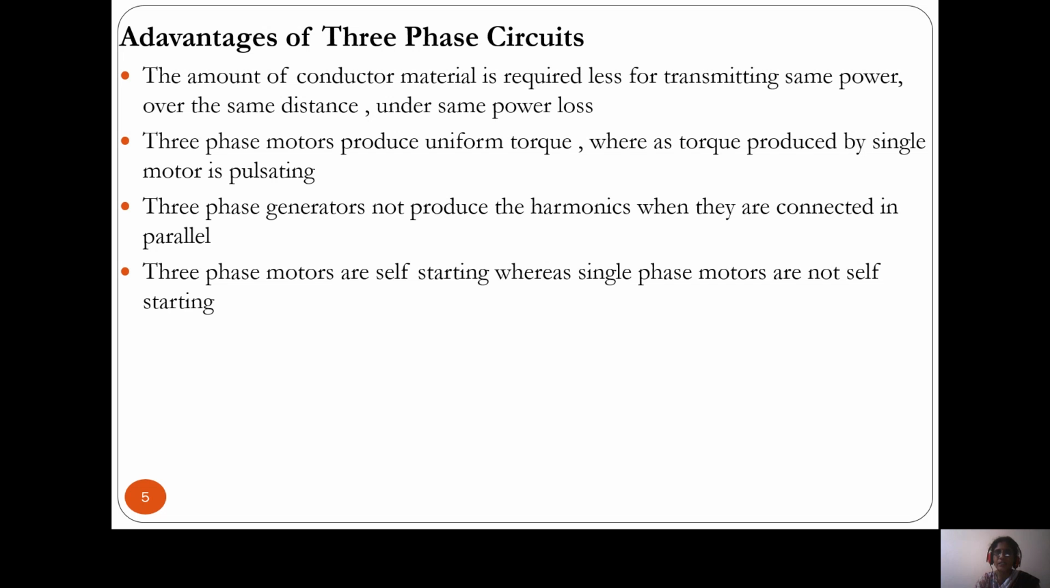the amount of conducting material required is less for transmitting the same power over the same distance under the same power loss. Three-phase motors produce uniform torque, whereas the torque produced by a single-phase motor is pulsating. And three-phase motors are self-starting, whereas single-phase motors are not self-starting.